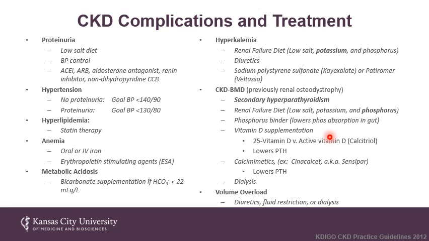Sometimes we'll give them vitamin D. Vitamin D can inhibit PTH secretion. We can give them something called a calcimimetic, cinacalcet, also called Sensipar, which lowers PTH secretion. Or we can put them on dialysis to control their phosphorus. That's an extreme move, just to control phosphorus. And if they're volume overloaded, you can give them diuretics or restrict their fluid, or put them on dialysis to remove fluid.